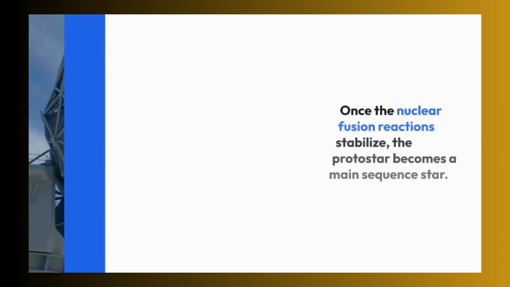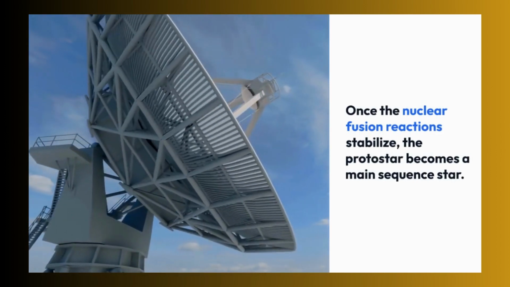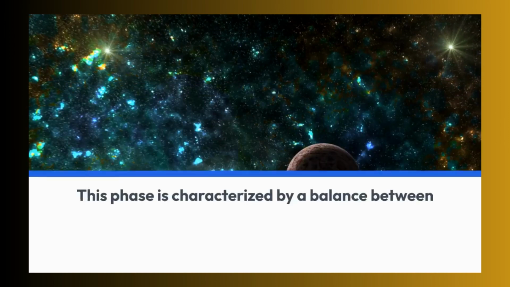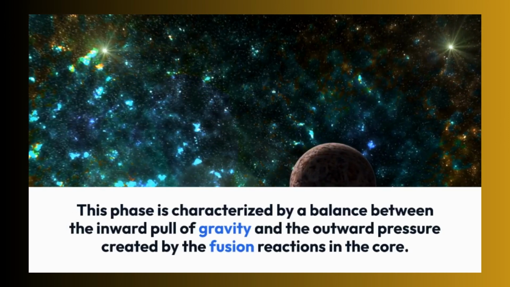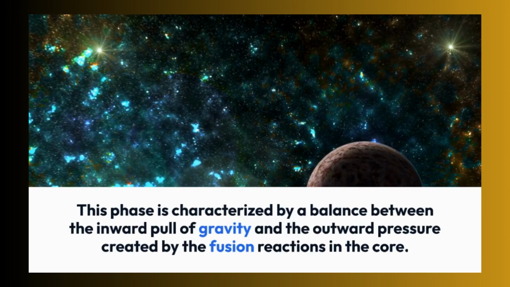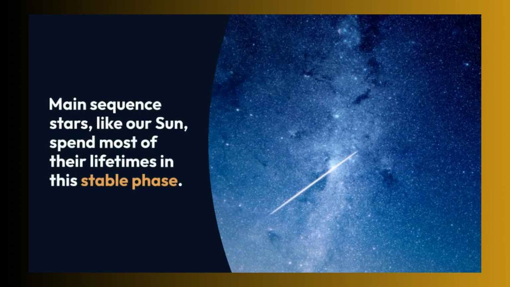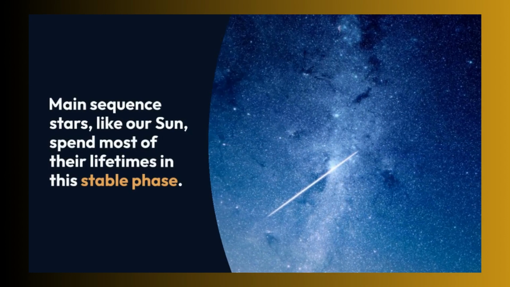5. Main sequence. Once the nuclear fusion reactions stabilize, the protostar becomes a main sequence star. This phase is characterized by a balance between the inward pull of gravity and the outward pressure created by the fusion reactions in the core. Main sequence stars, like our Sun, spend most of their lifetimes in this stable phase.